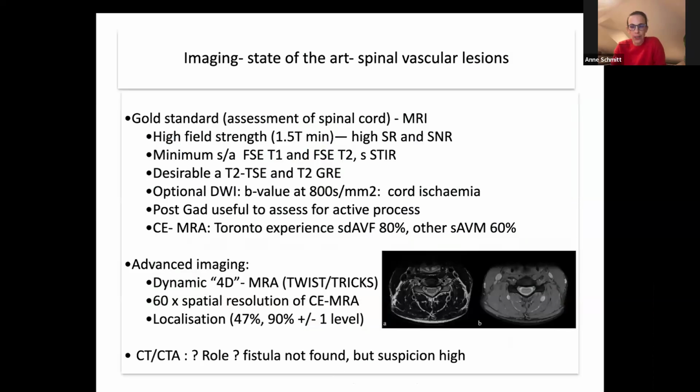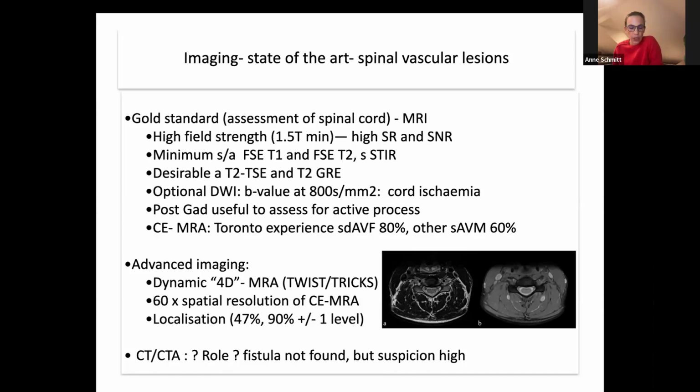Going through the imaging, that's probably what you would like me to contribute to. So how we image our patient, I think it's accepted that the gold standard for assessment of the spinal cord is an MRI. I would like to see a higher field strength. So if you image your patients at 1.5 Tesla or ideally at 3 Tesla, you have a high spatial resolution and a high signal to noise ratio.